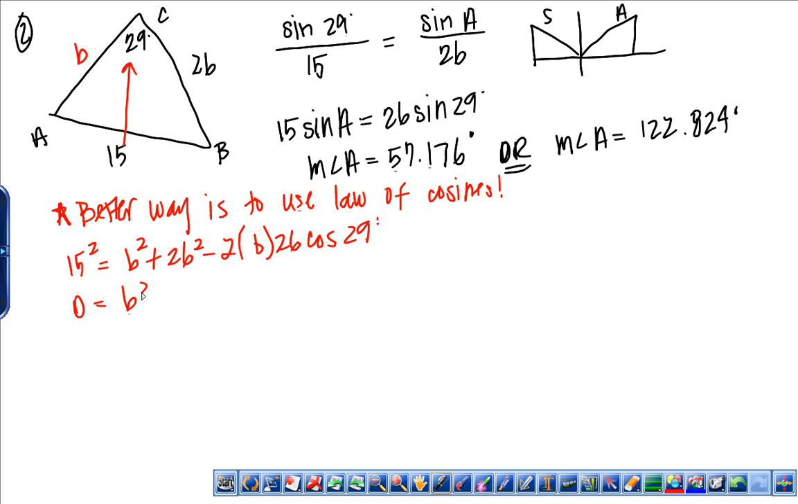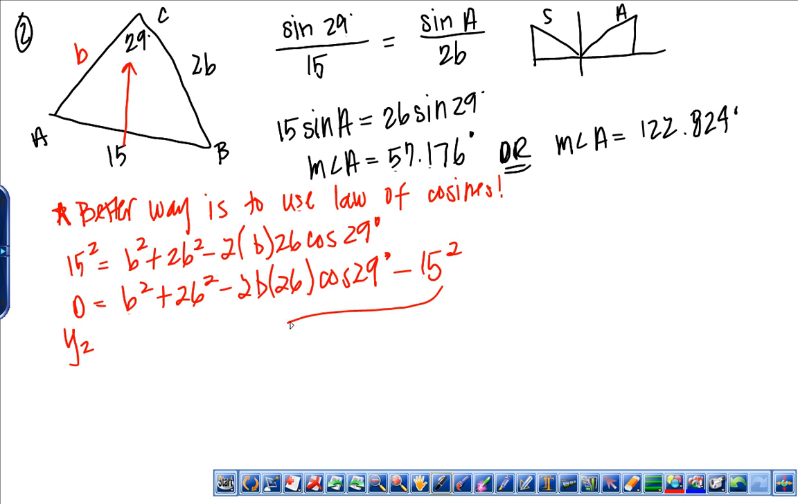So that's 0 equals b squared plus 26 squared minus 2b times 26 cosine of 29 degrees, minus 15 squared. Now, what I can do is plug this into y2, this into y1, and find the intersection. How easy is that? And I had to do no work at all. Okay? And there wasn't any room for a mess up. So here I would find the intersection in the calculator.